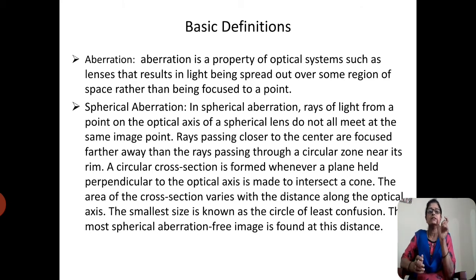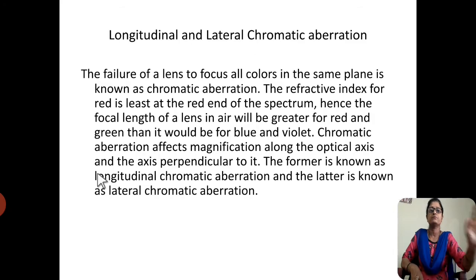So here the most spherical aberration free image is found at this distance. Means here, between the two rays, there will be a space in which the image of the object will be formed, and that distance is called the circle of least confusion.